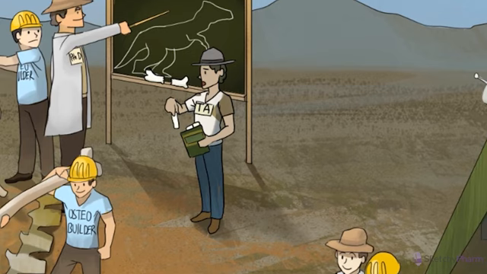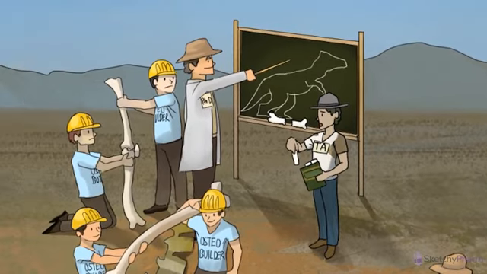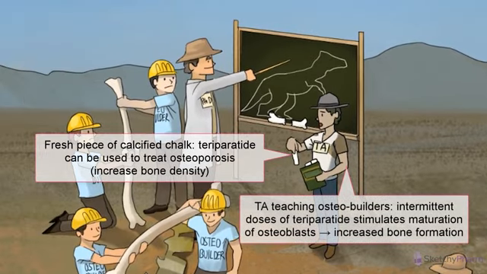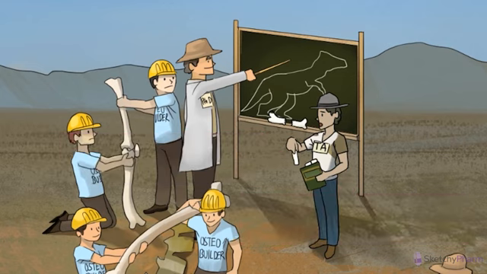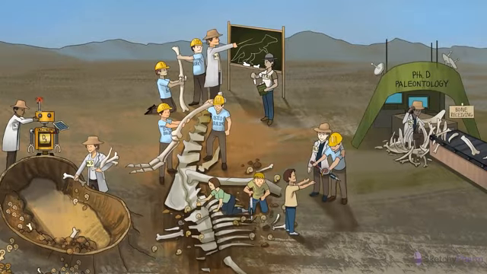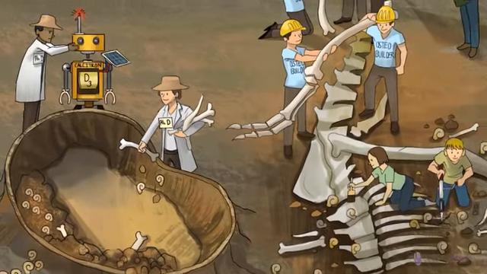If PTH is a PhD, teriparatide is like the TA who follows him around. His first assignment? Helping out with osteoblast differentiation and maturation at the Bone Formation 101 course. Notice, too, that he holds our recurring symbol for osteoporosis treatment, a fresh new piece of calcified chalk. Teriparatide's ability to stimulate osteoblasts leads to new bone formation and decreased risk of fractures in patients with osteoporosis. Notice that the teriparatide TA is not out in the field with the destructive osteoclast classmates. He stimulates bone formation, not resorption.